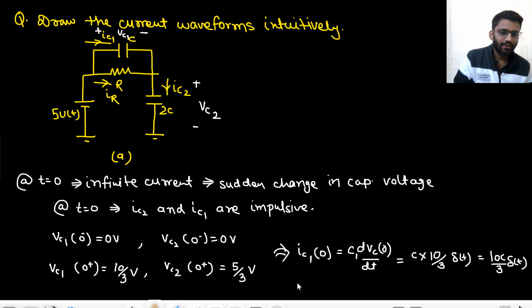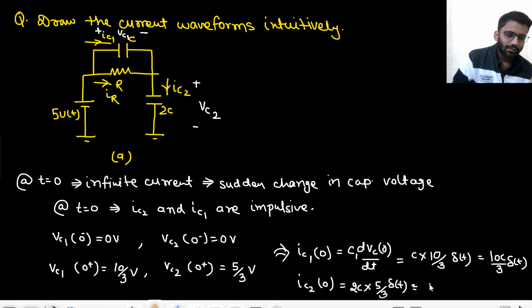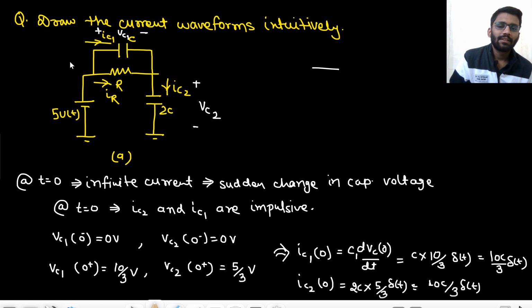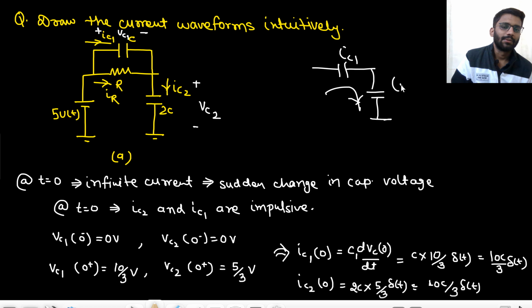Most of you must be already knowing this value, right? And what will be IC2 at t equals to 0? That would also be 2C into the change in voltage, that would be 5 by 3. So the value would be 10C into 5 by 3 delta t, I should have written. So both the values would be same only. Why would it be same? Because at t equals to 0, this is also providing very low impedance and this is also providing very low impedance. So the complete current is flowing like this. So IC1 is equal to IC2, right? Both are in series.